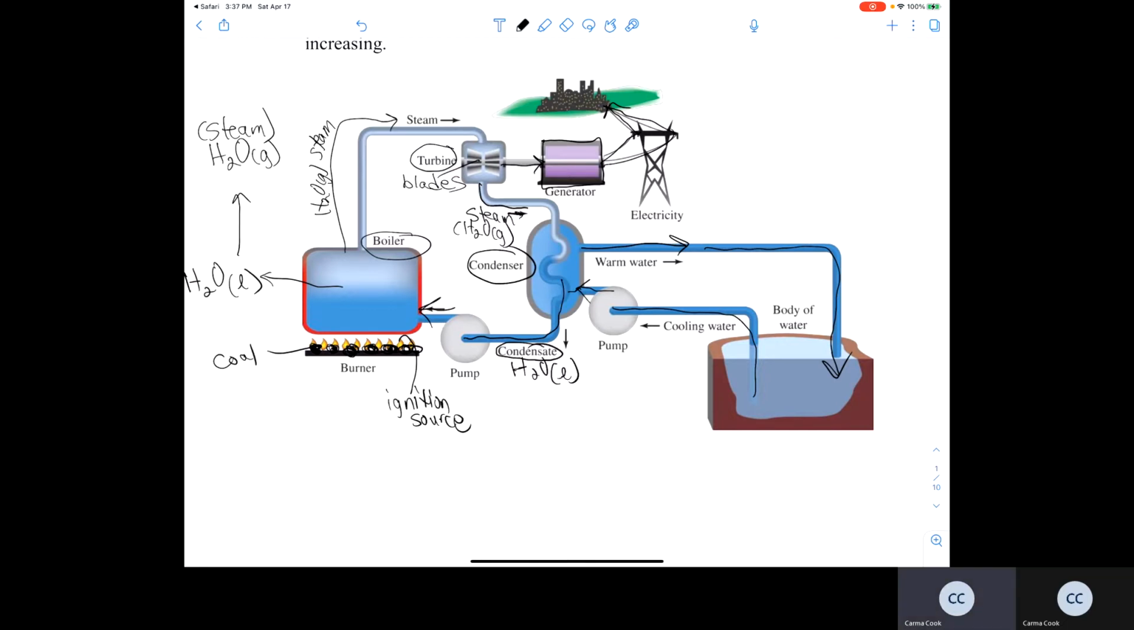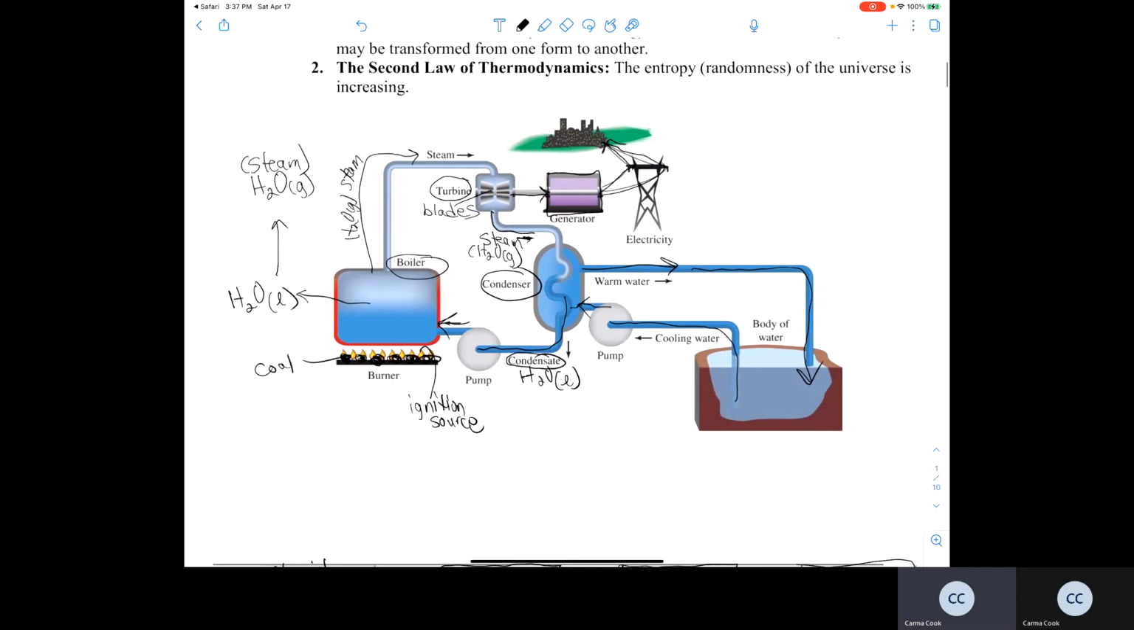So the water that's used is recycled. That steam gets condensed back to liquid water. Some of it is sent back to the boiler. The rest of it is sent to a large body of water like a river or a lake. And then cooling water for the condenser is pumped back into the system from that large body of water.